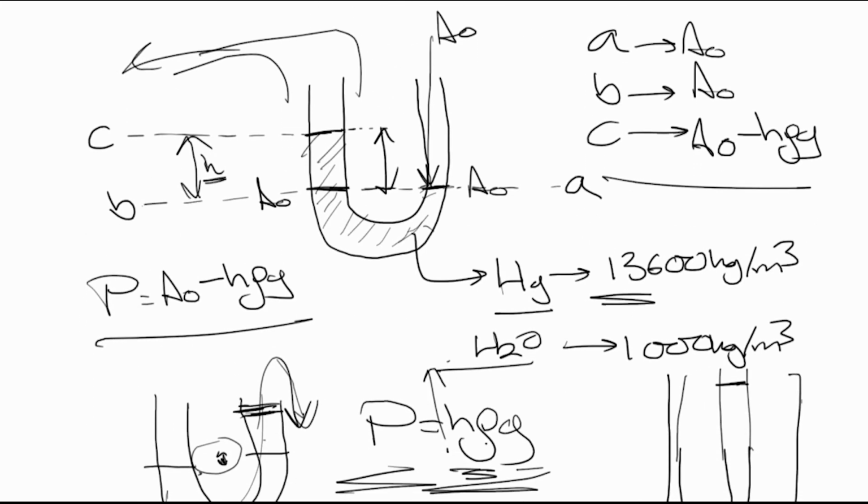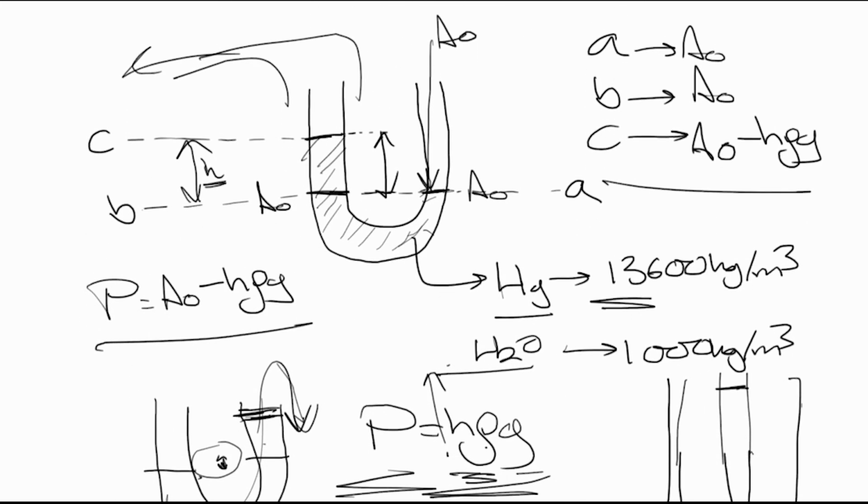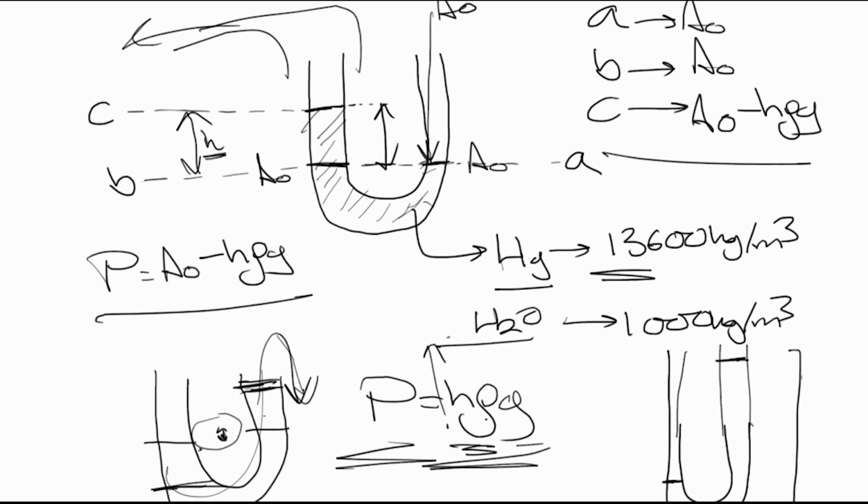Number six, you can also use manometers to measure pressures less than atmospheric pressure, and the difference is going to be A naught minus H rho g. Using the same concepts, atmospheric pressure is acting here, which is equal to the pressure here, and this point will be less than that by H rho g.